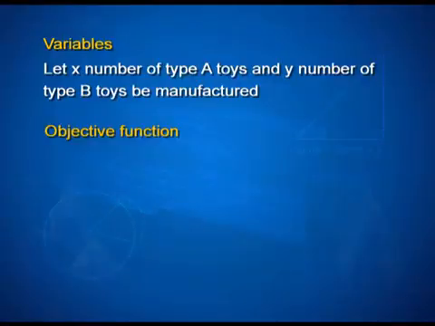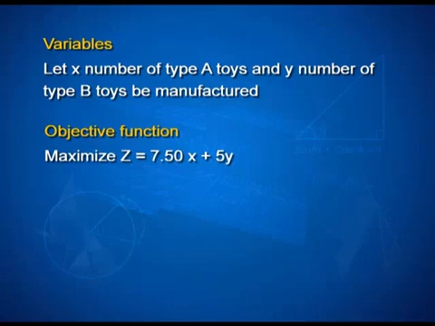You have to maximize profit. We generally call the objective function and represent it with capital Z. You may choose to call it P as well. Maximize Z, which is equal to 7.50 times x plus 5y. So, the main thing now that we have to deal with is the constraints.